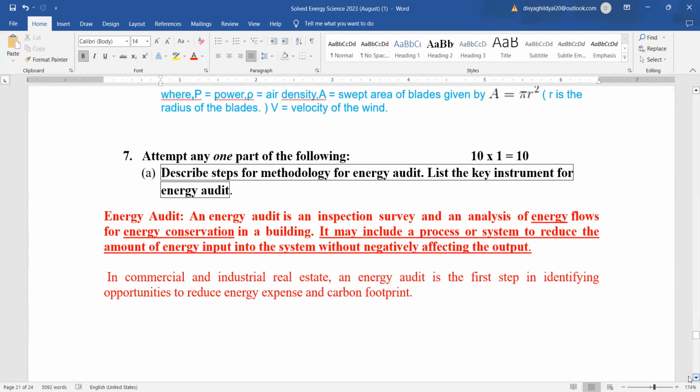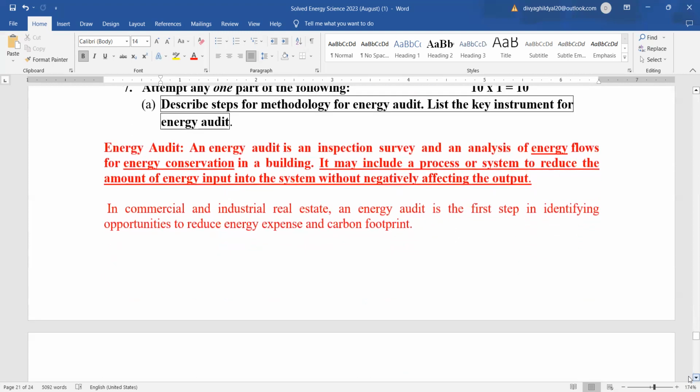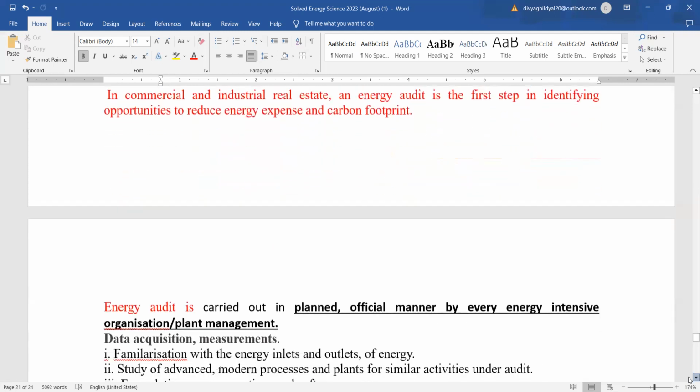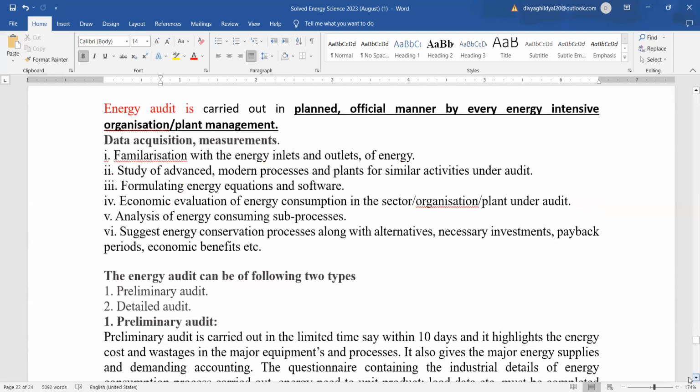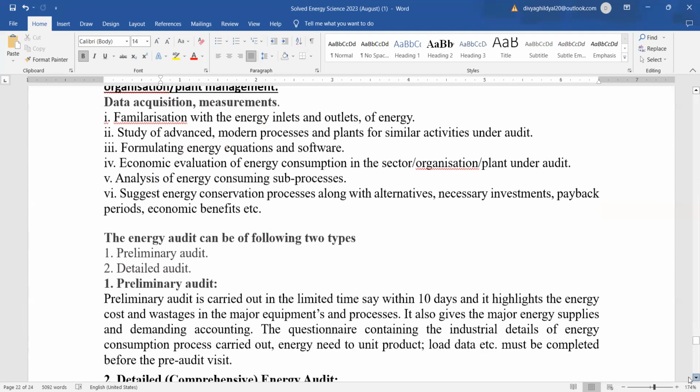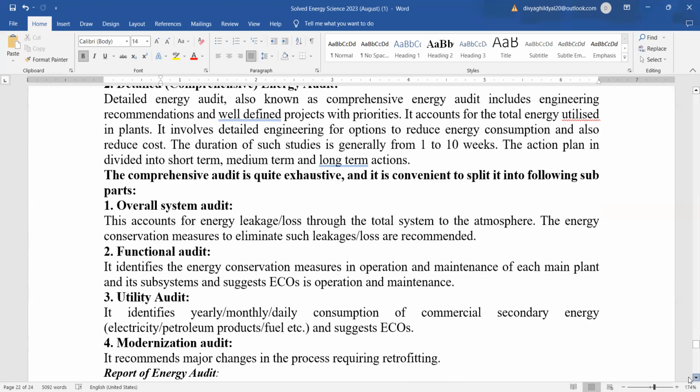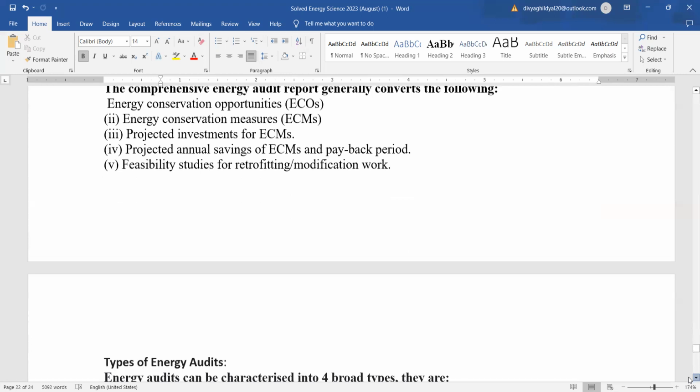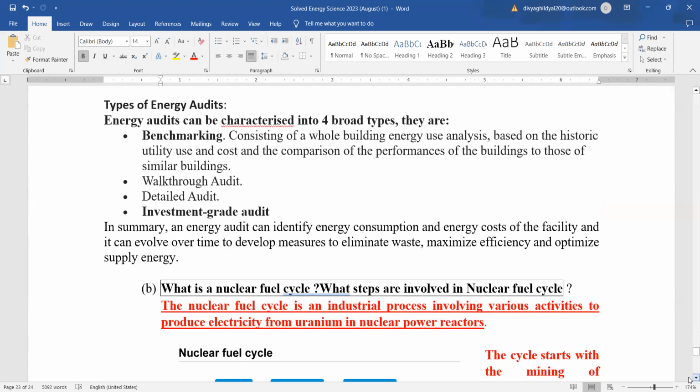Describe steps for methodology for energy audit. Auditing is more like checking, and this question was also there in our model paper. An energy audit is an inspection survey. It analyzes energy flow for energy conservation. It includes a process or system to reduce the amount of energy input into the system without affecting the output. It means an energy audit keeps a check on how, in a planned manner, the work has been done, whether it is following the norms or not, whether extra utilization of resources is not taking place, whether there is a benchmark, whether the checking is going on at a continuous level or not.